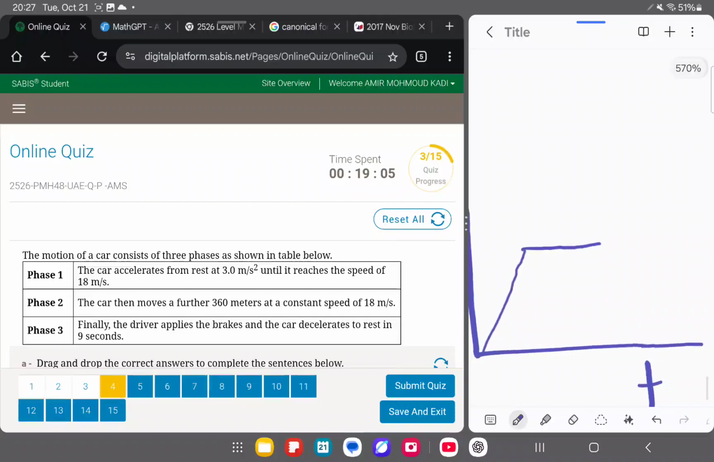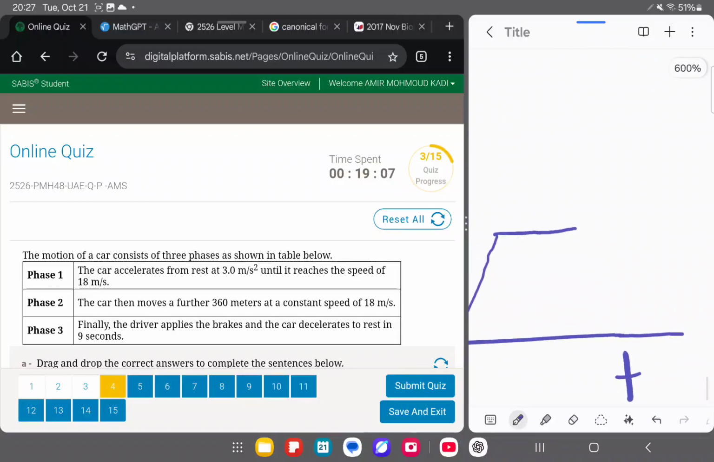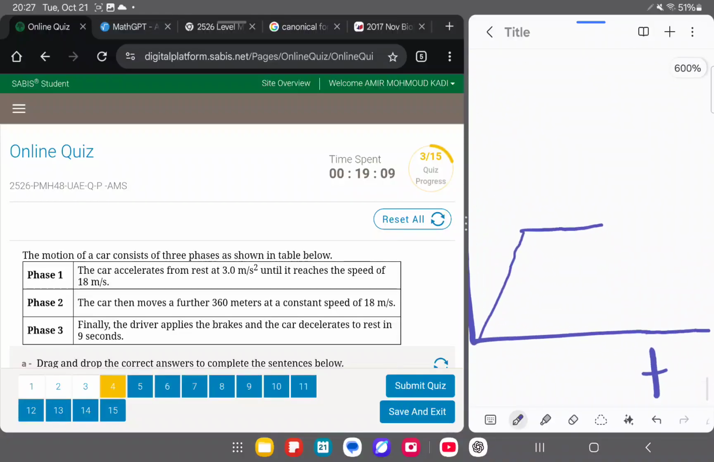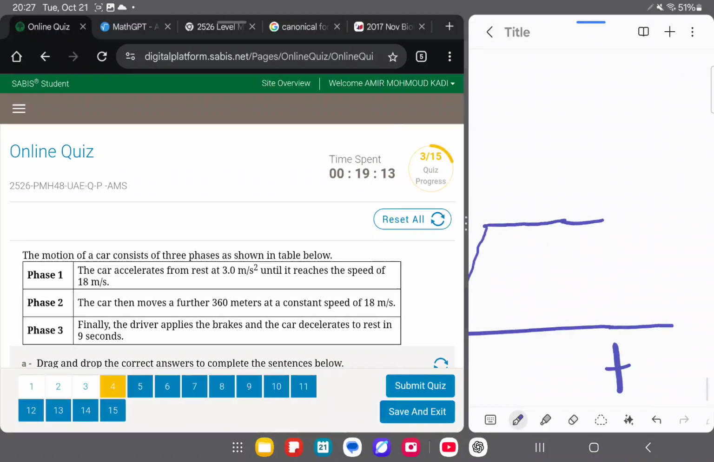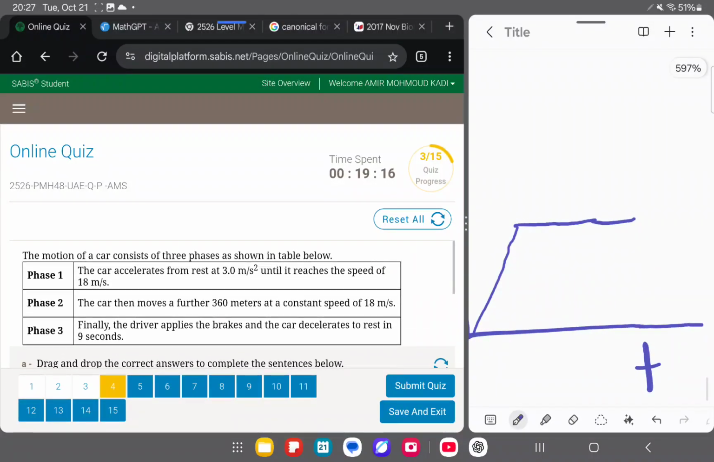Sorry, just 18 meters per second. And then it reaches this speed, and for 360 meters, it constantly stays like this. But we already got the time intervals over here. If we don't remember, here it was 6, here it was 20, and here it was 9. Just keep that in mind.